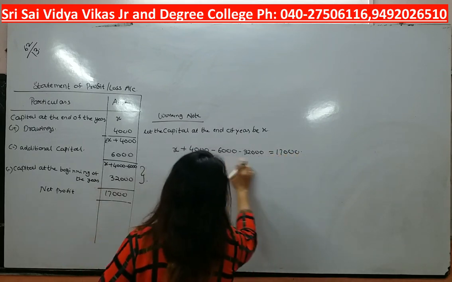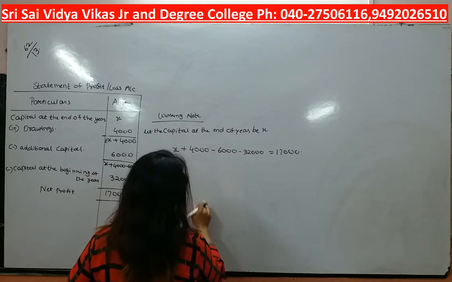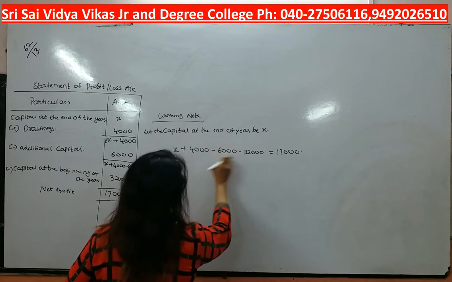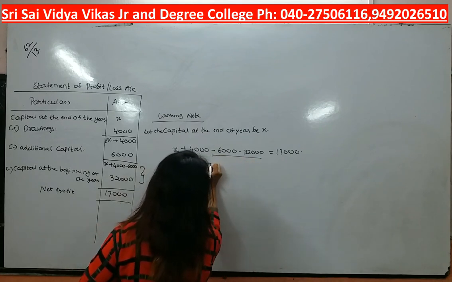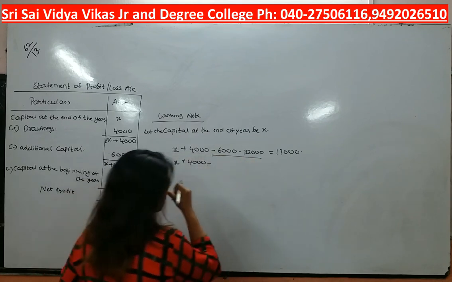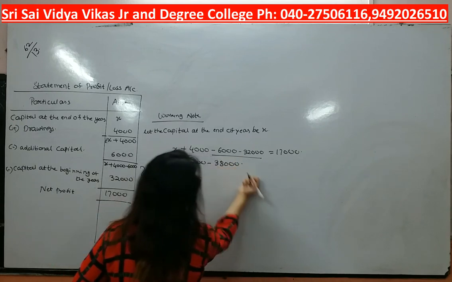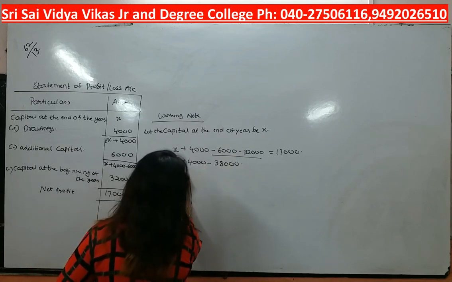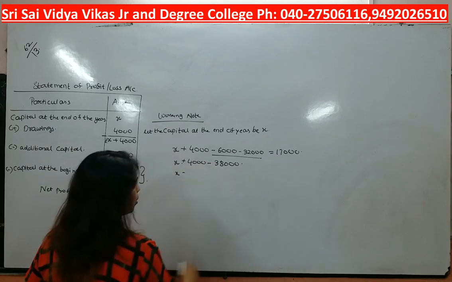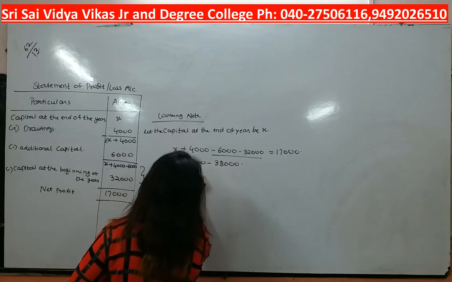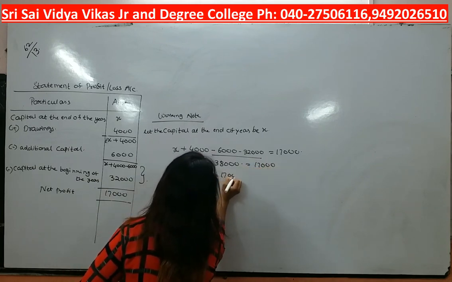Okay, now see students, first we will calculate this. Okay, X minus minus will become plus. Plus 4,000 I will keep first as it is. Let's go stepwise. Okay, minus minus will become plus, but the symbol will be of bigger number. So it will be 38,000. Okay, now see, plus minus will become minus, symbol will be of bigger number. 38,000 minus 4,000 will be 34,000. Here every time we need to write is equal to 17,000.